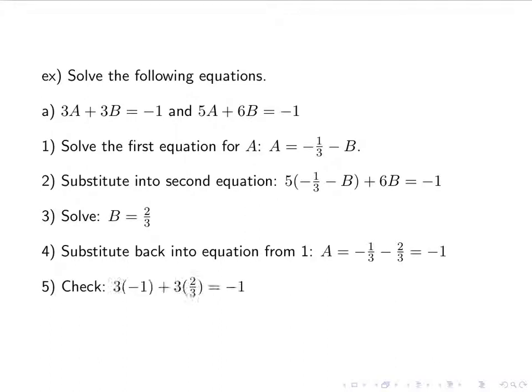Then we check. Is 3 times negative 1 plus 3 times 2/3 equal to negative 1? Yes. And is 5 times negative 1 plus 6 times 2/3 equal to negative 1? Yes. So again, I know that I'm right. I don't have to worry about it later on. That is the beauty of checking your answers.